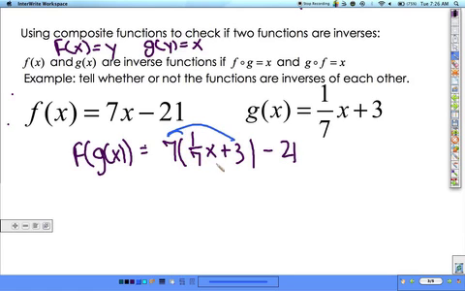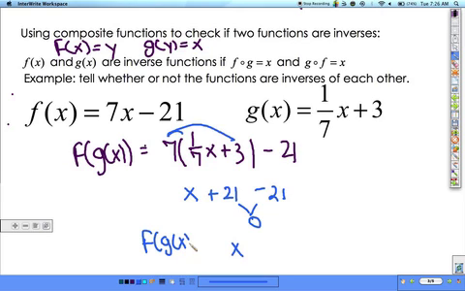So I'm going to distribute the 7. So 7 times 1/7 x is just going to return a value of x. 7 times positive 3 is going to be positive 21. And then I will just bring down the minus 21. When I continue to simplify, I have 21 minus 21, and that equals 0. So all I'm left with is x. So f of g of x is equal to x. That means that these two functions are inverses of one another.